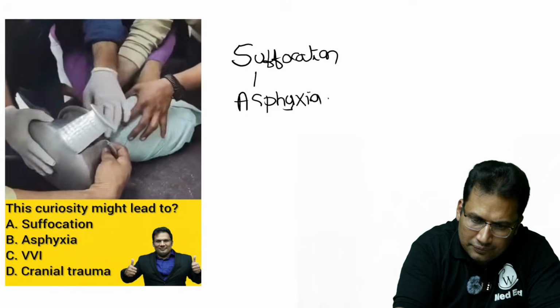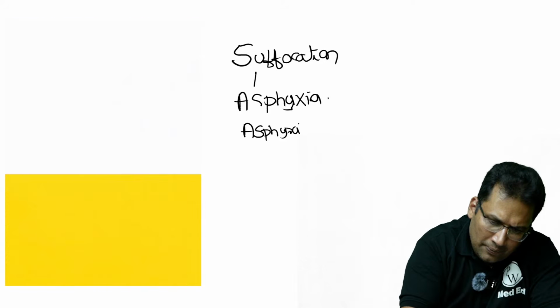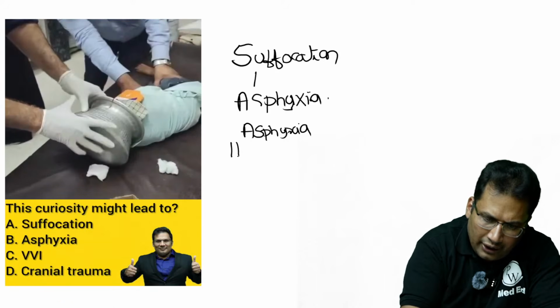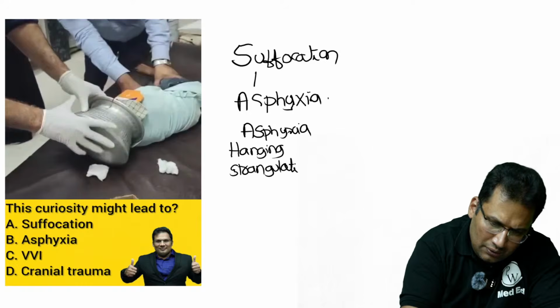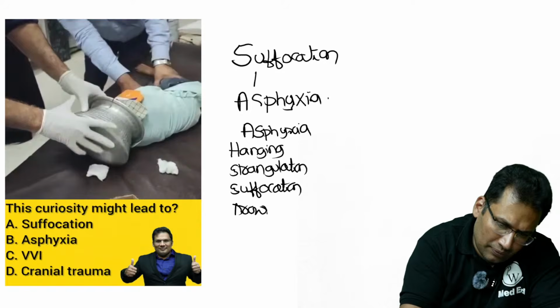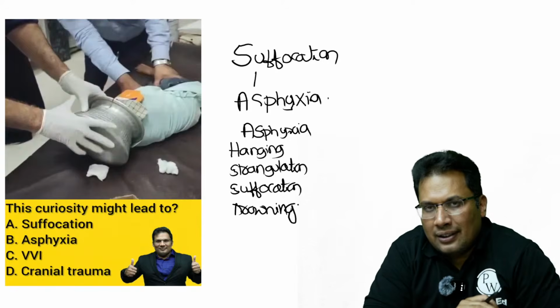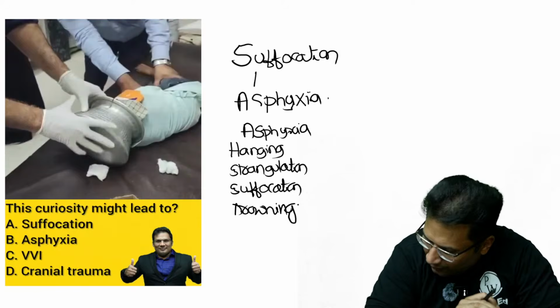Asphyxia. So just remember, asphyxial death is classified into hanging, strangulation, suffocation, and drowning. So in most of the cases, the cause of death is hypercapnia and hypoxia. Okay? Yes, suffocation, correct answer.